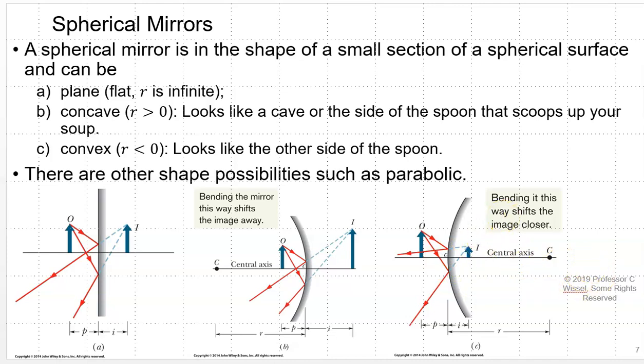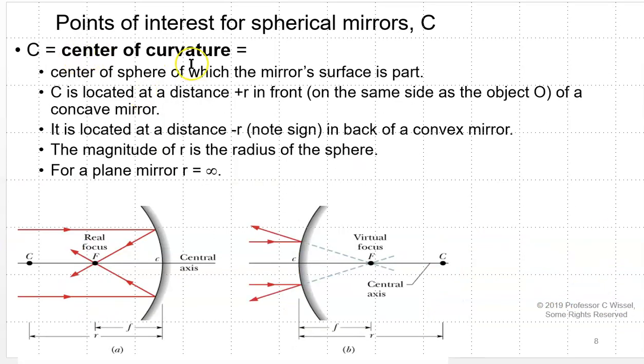And there are other shape possibilities, such as parabolic. Okay, C is the center of curvature. It's the center of a sphere of which the mirror surface is a small part. It is located at distance positive R in front of a concave mirror. It is located at distance minus R in the back of a convex mirror. The magnitude of R is the radius of the sphere, and for a plane mirror, a flat mirror, R is just equal to infinity.